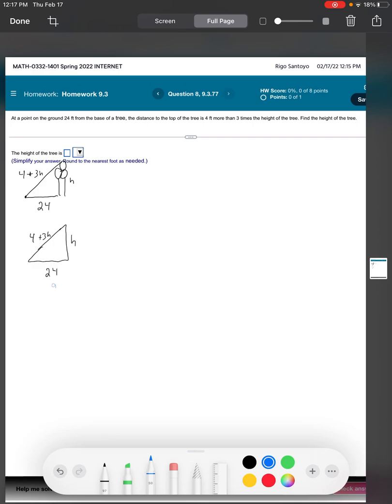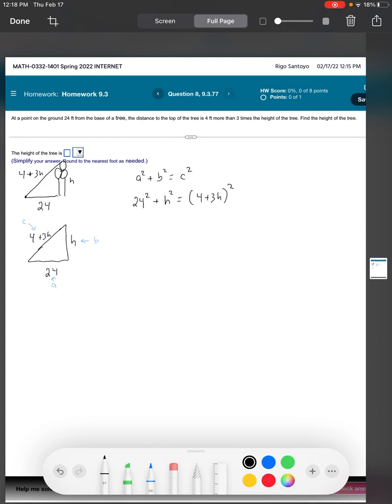We can call this A, that can be B. This has to be C. And we use the Pythagorean theorem: A squared plus B squared equals C squared. And we replace, so it's 24 squared plus h squared equals (4 plus 3h) to the power of 2.